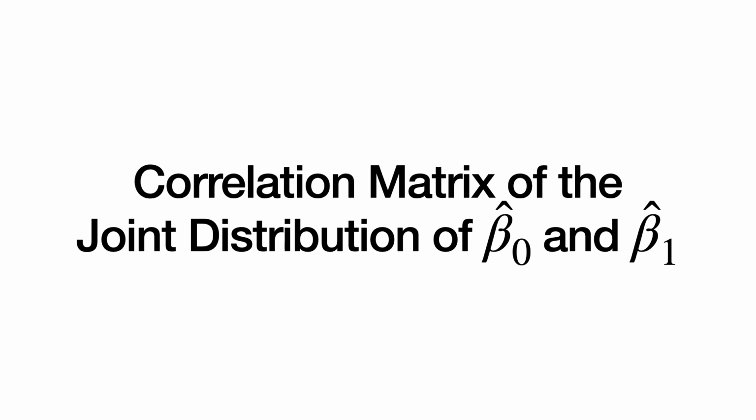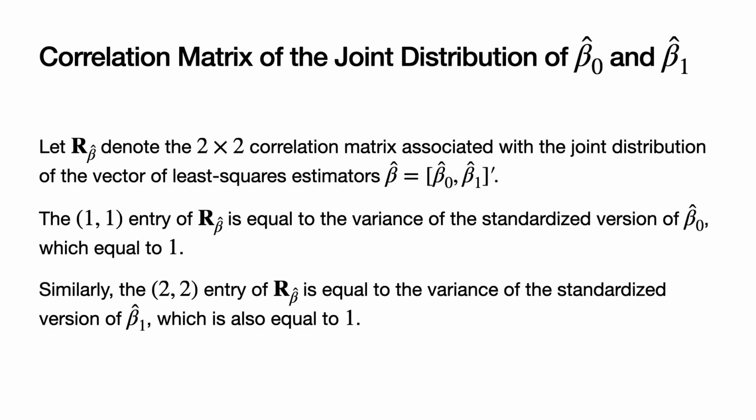Next, let's look at the correlation matrix of the joint distribution of beta 0 hat and beta 1 hat. Let bold R sub beta hat denote the 2x2 correlation matrix associated with the joint distribution of the vector of least squares estimators. The 1,1 entry of bold R sub beta hat is equal to the correlation of beta 0 hat with itself, and that in turn is equal to the variance of the standardized version of beta 0 hat, which is equal to 1. Similarly, the 2,2 entry of R sub beta hat is equal to the correlation of beta 1 hat with itself, and that in turn is equal to the variance of the standardized version of beta 1 hat, which again is equal to 1.